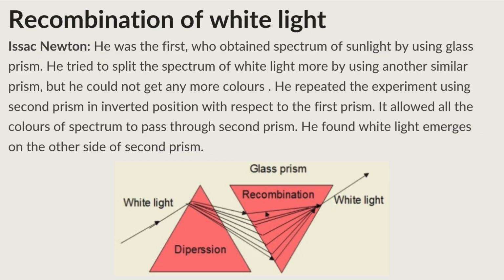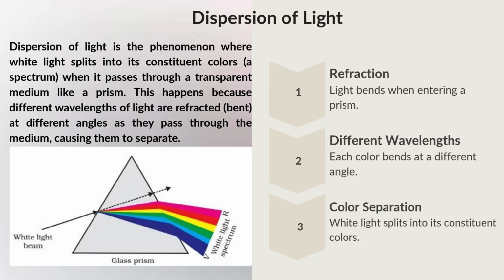Isaac Newton was the first who obtained a spectrum of sunlight by using a glass prism. He tried to split the spectrum of white light more by using another similar prism, but he could not get any more colors. He repeated the experiment using a second prism in an inverted position with respect to the first prism. It allowed all the colors of the spectrum to pass through the second prism. He found white light emerges on the other side of the second prism.